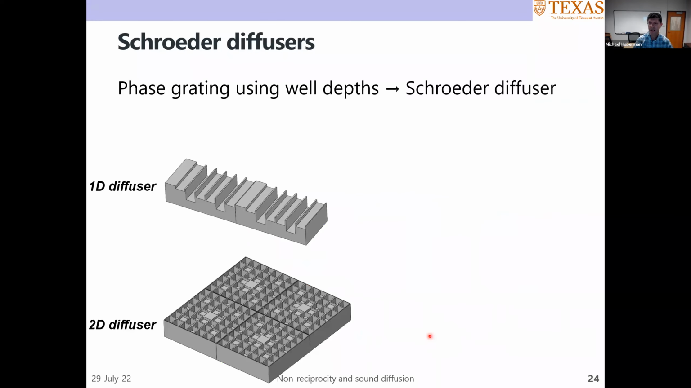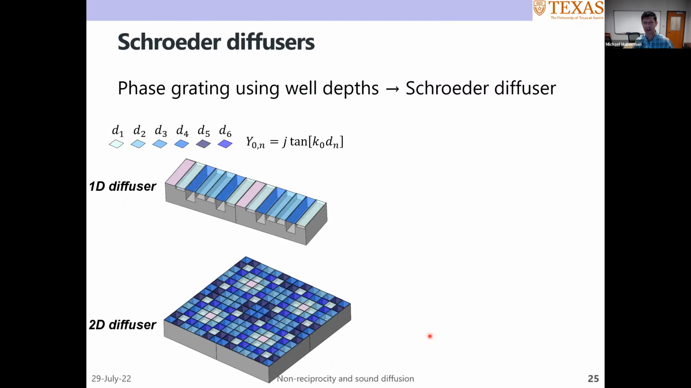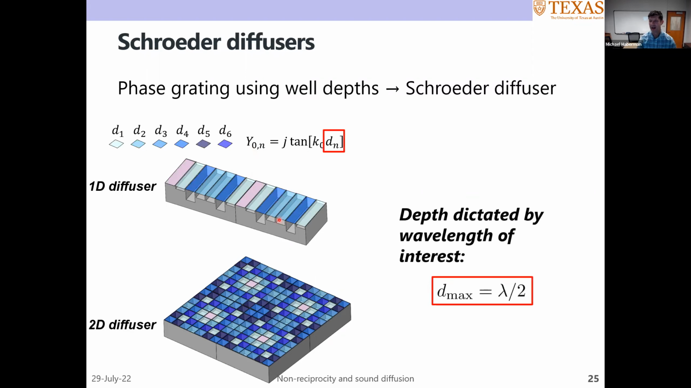Okay, all right. And so we can do this by using these different well depths, and we can then define the depths based on how we define our input admittance here in this particular case. This is a normalized admittance, which is just based on the depth and the wave number in the material in the background for 1D or 2D. And then this depth is dictated by the wavelength of interest.